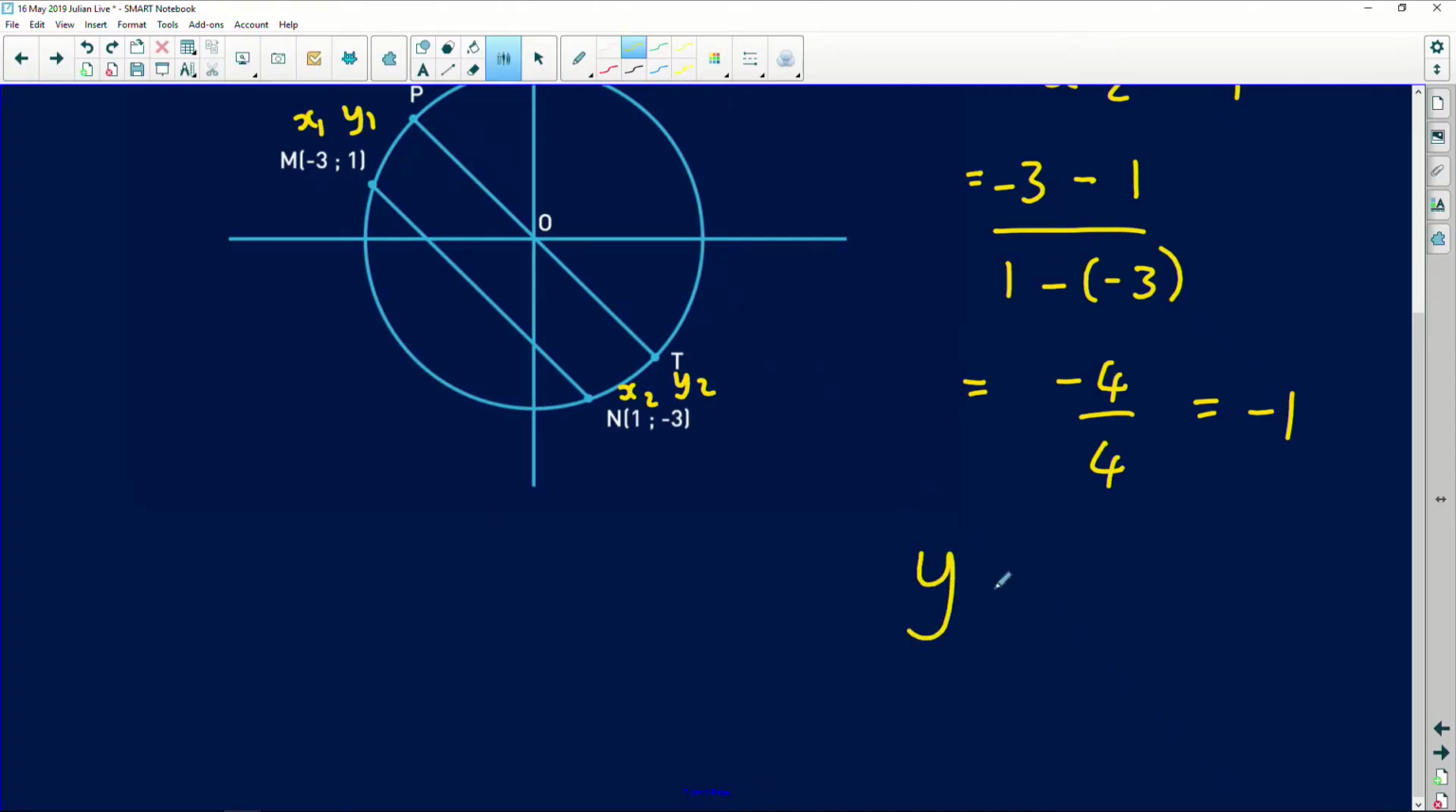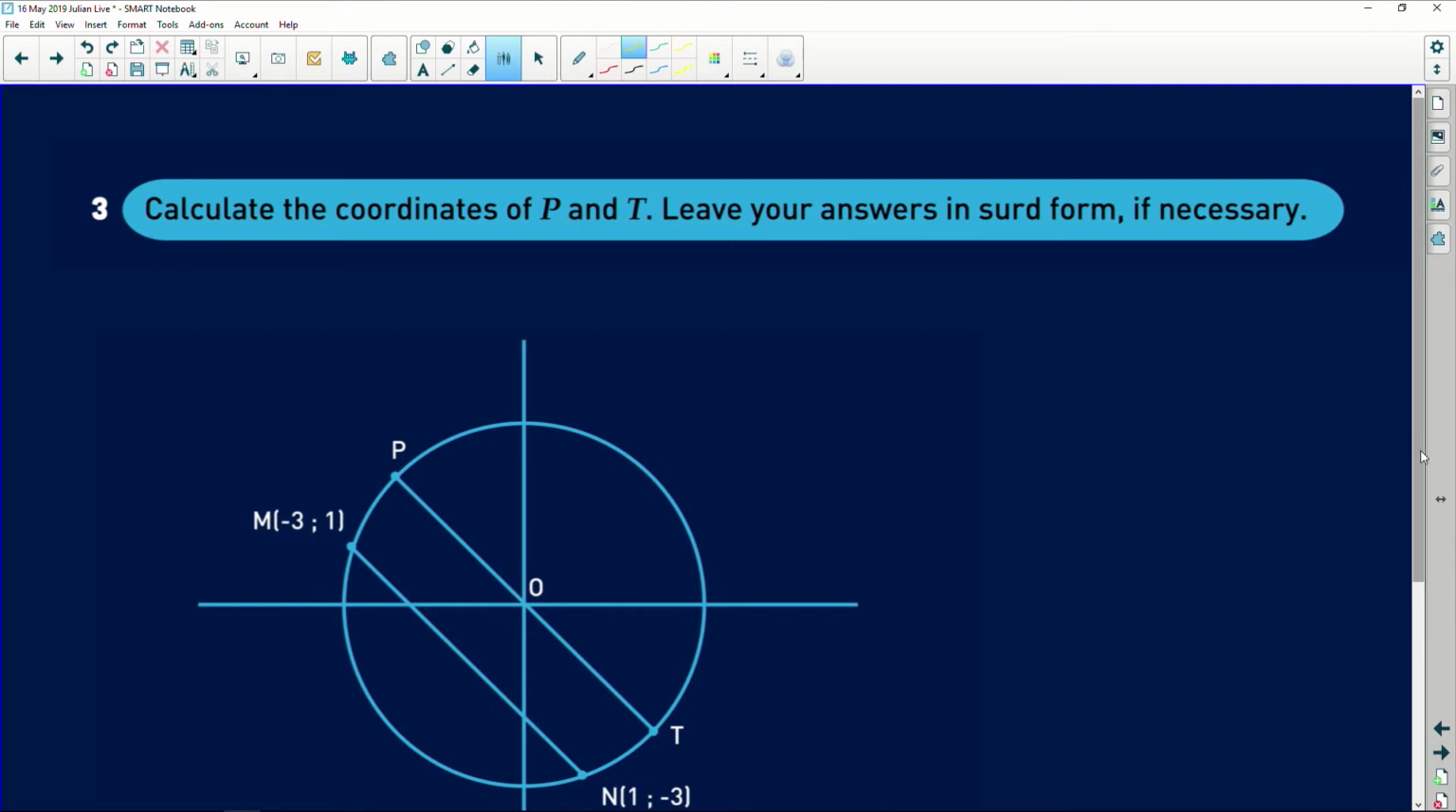Okay, guys, so I've got my gradient. If you look at that line POT, it goes through the origin. So that means I don't have a y-intercept, or my y-intercept is going to be equal to 0. So I can straight away say that my equation of the straight line is going to be y is equal to negative x. Let me write that down. So we're going to have y is equal to negative x, and that's going to be my equation of POT. Okay, let's move on to the next question.